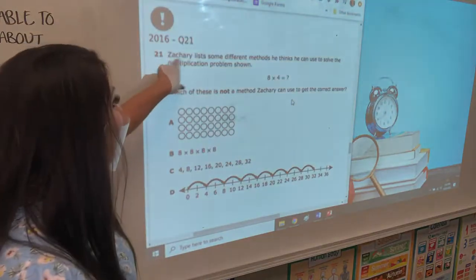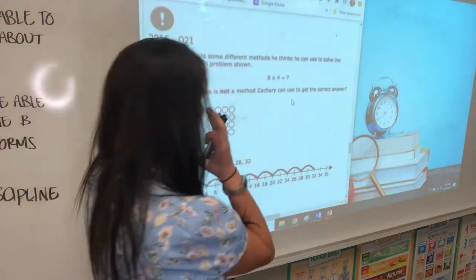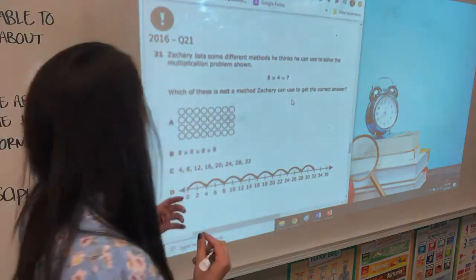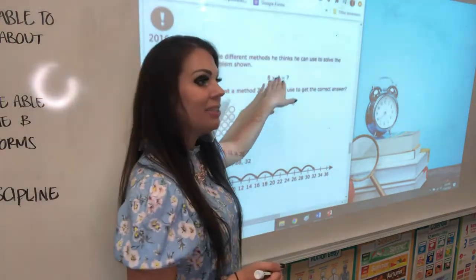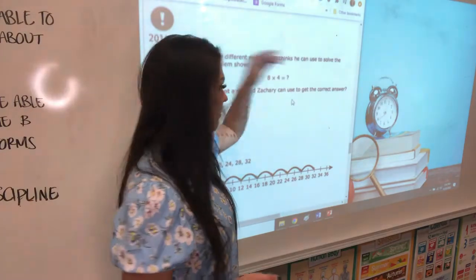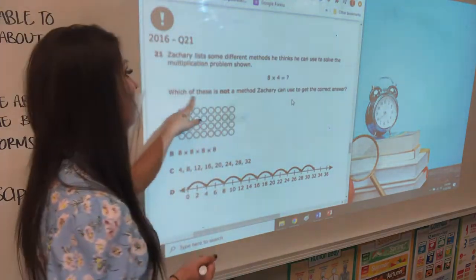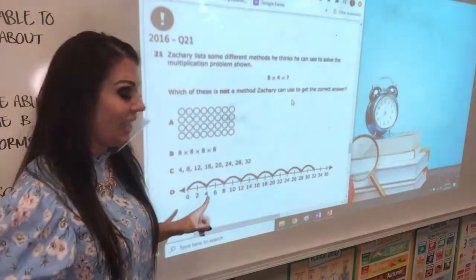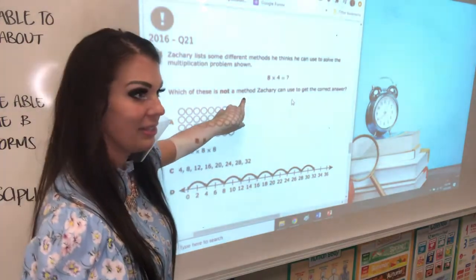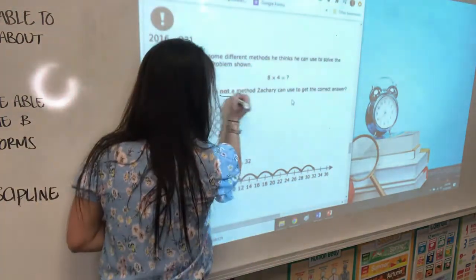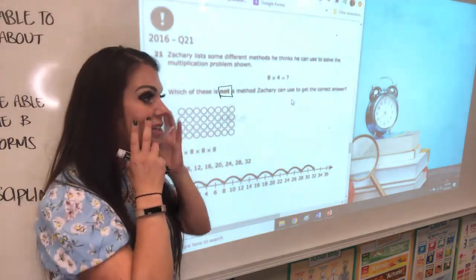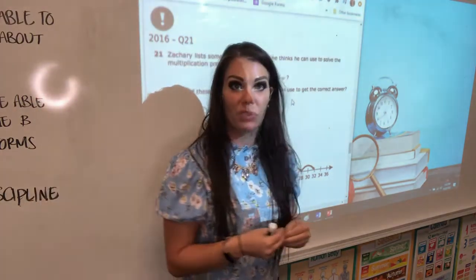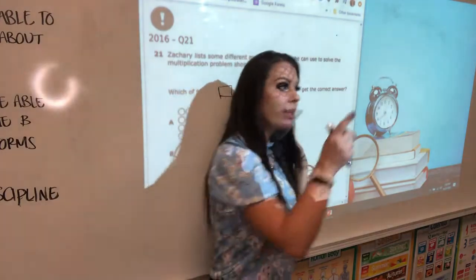Okay, Zachary lists some different methods he thinks he can use to solve the multiplication problem, 8 times 4. Which one of these is not a method Zachary can use to get a correct answer? So how can we find 8 times 4? What can we do? Sir?